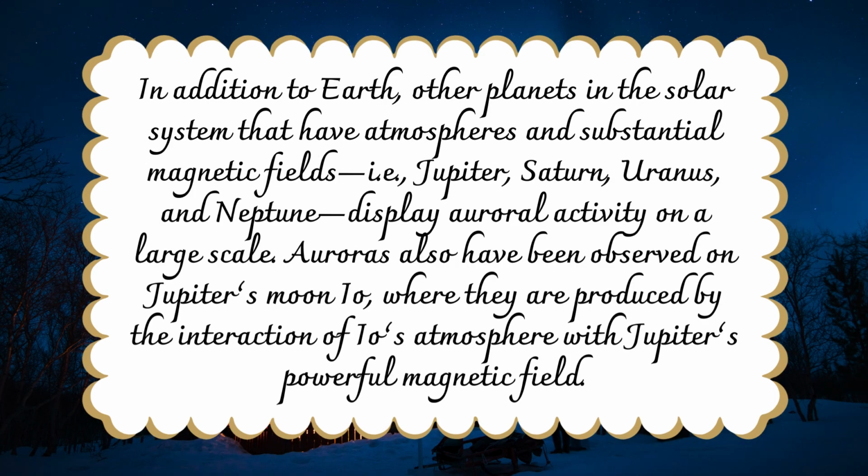In addition to Earth, other planets in the solar system that have atmospheres and substantial magnetic fields, i.e. Jupiter, Saturn, Uranus, and Neptune, display auroral activity on a large scale. Auroras also have been observed on Jupiter's moon Io, where they are produced by the interaction of Io's atmosphere with Jupiter's powerful magnetic field.